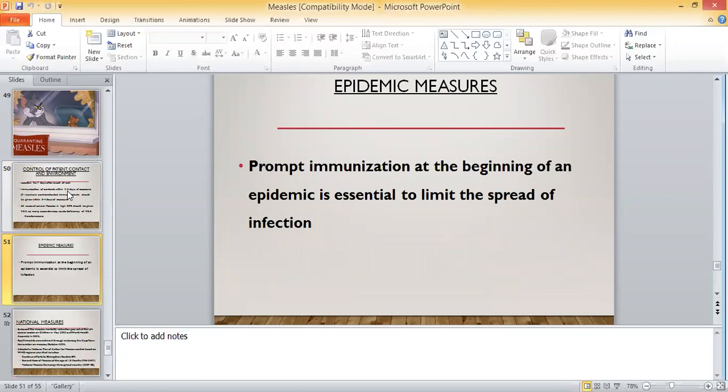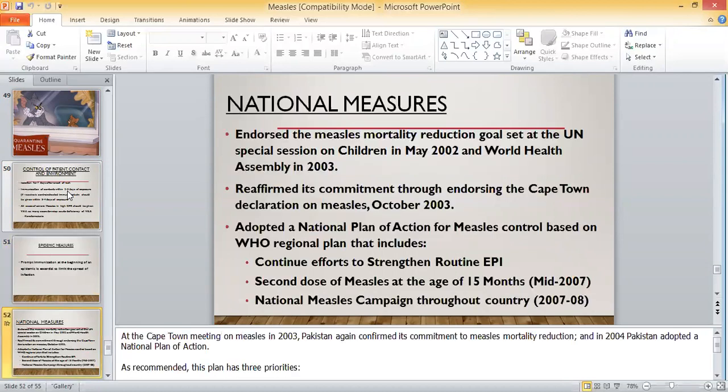Epidemic measures are prompt actions in which the whole population is immunized to break the chain and control the disease. Prompt immunization at the beginning of an epidemic is essential to limit the spread of the infection. And national measures endorse the measles mortality reduction goal. Pakistan has committed on different forums to control the measles disease.